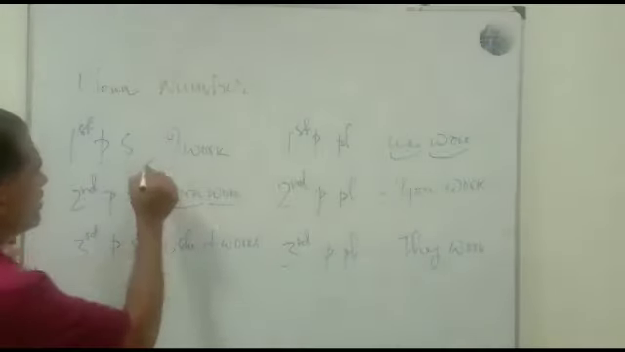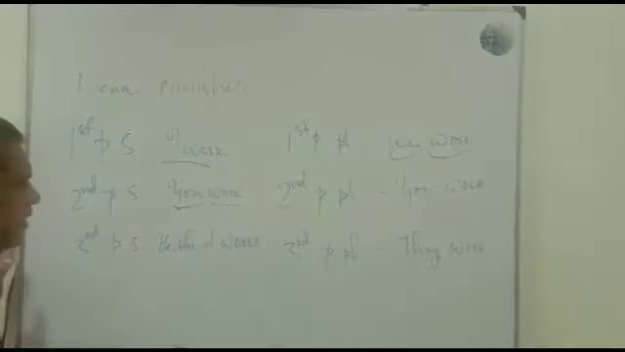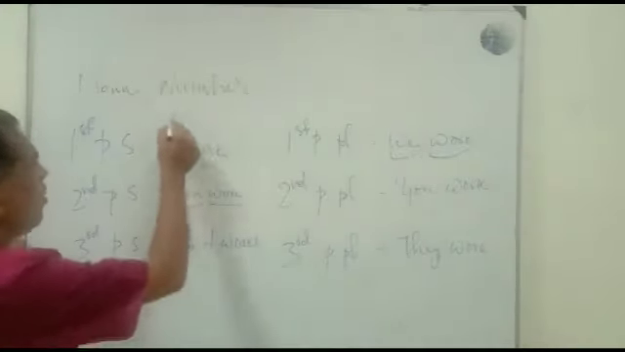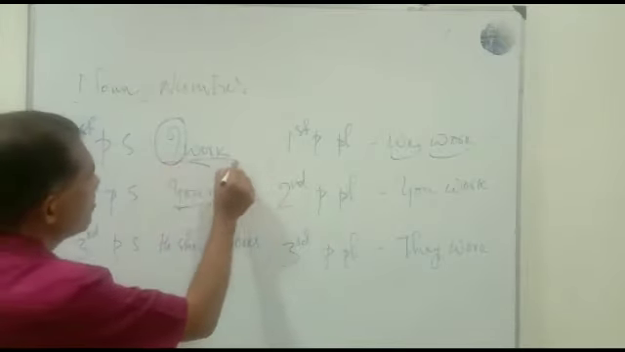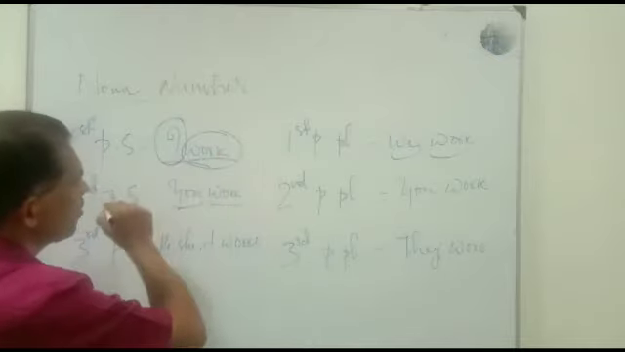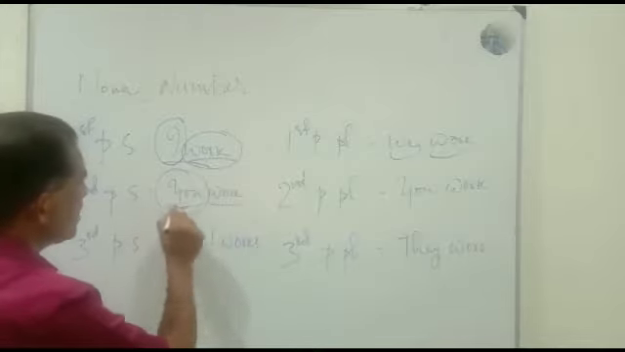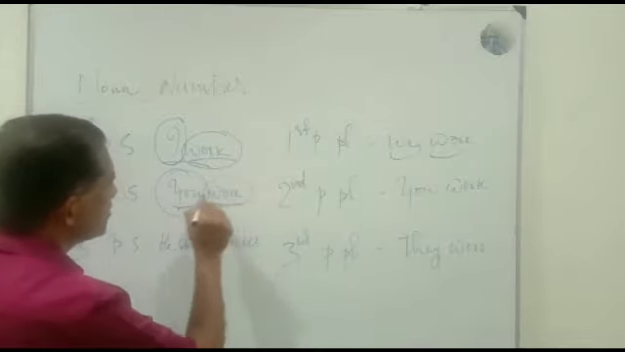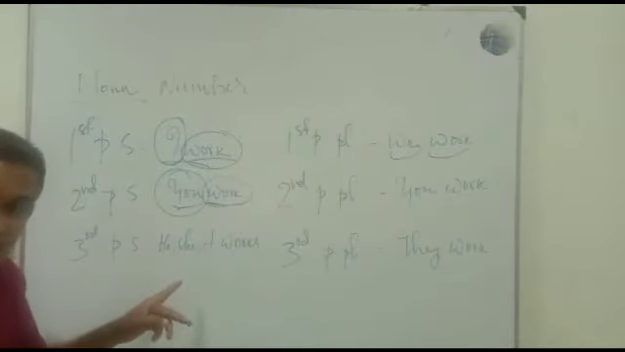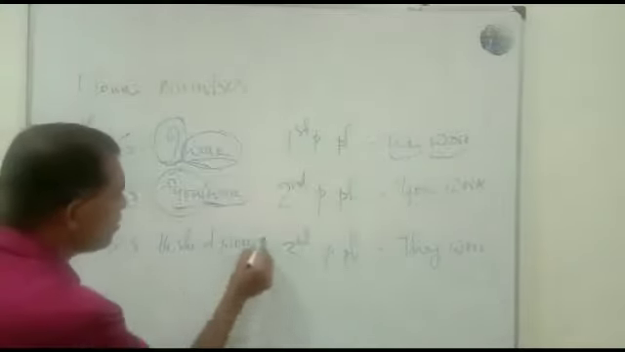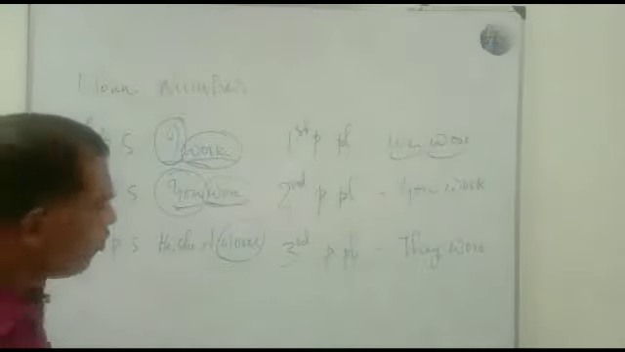Now, when you look here, I work and you work, the forms of the verb seem to be the same. That is because of the subject here. When the subject is first person singular, the verb should also be first person singular. And the same way, when the subject is second person singular, the verb is second person singular. But when we come to the third person, there is a slight change in the form of the verb here. Work becomes works.